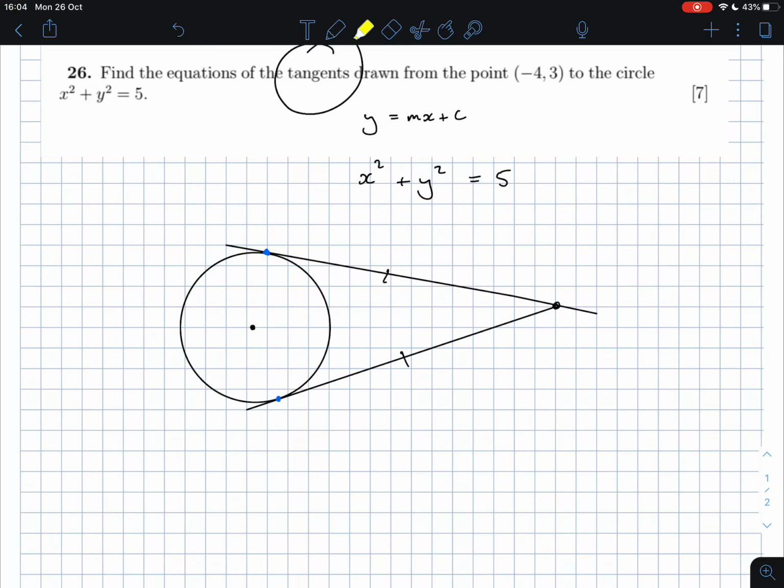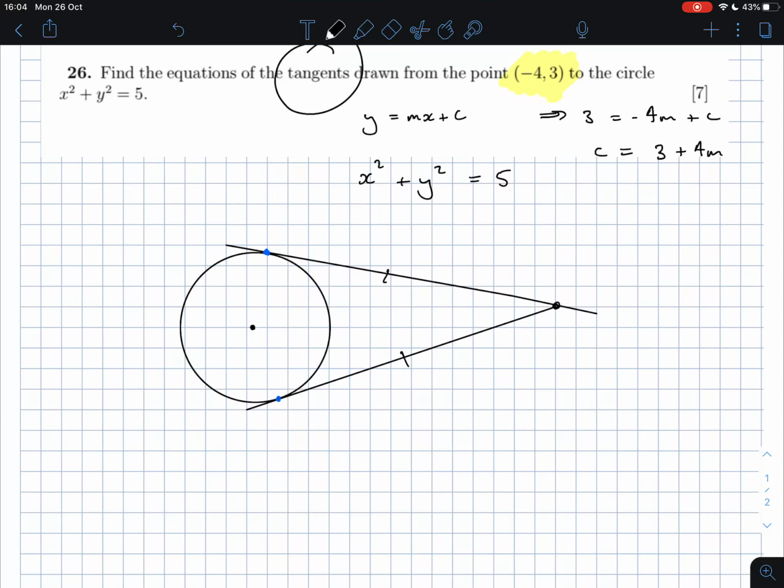So using this information, I can make my y equals mx plus c, I can substitute that point in, so I know that I must get 3 is equal to negative 4m plus c. Now that gives me the relationship between m and c, which is going to be really useful. So if I just very quickly rearrange that, that means that c is going to be equal to 3 plus 4m.